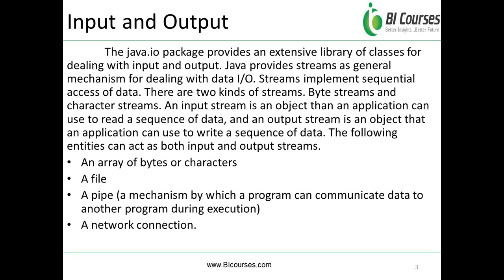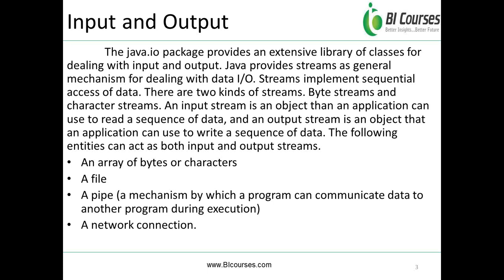So what does input and output mean? It means we can read data from a specific file, and also write data into files. Java provides streams as a general mechanism for dealing with these kinds of data IO operations. Streams implement sequential access of data.